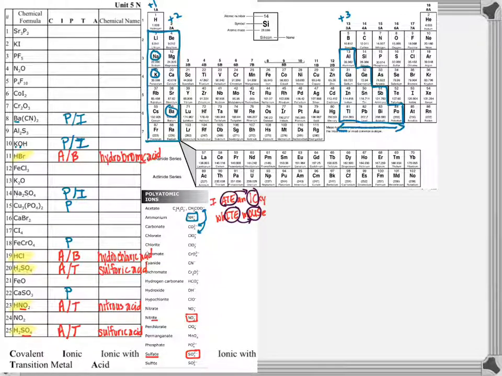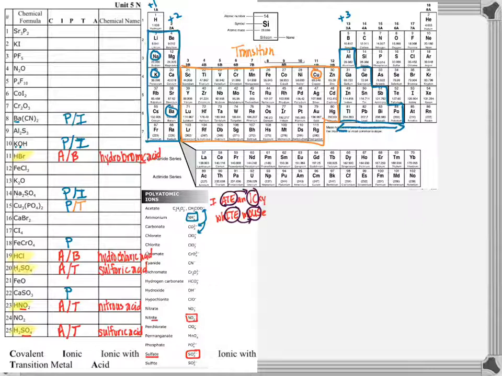Copper, however, can be found here in this area. So here we have our transition metals, group 3 through 12. And if you look closely, here's copper. So here we do have a transition metal. So I'm going to identify this as polyatomic, yes, but it's also combined with the transition metal. So my name, once I come up with it, should definitely have that Roman numeral.